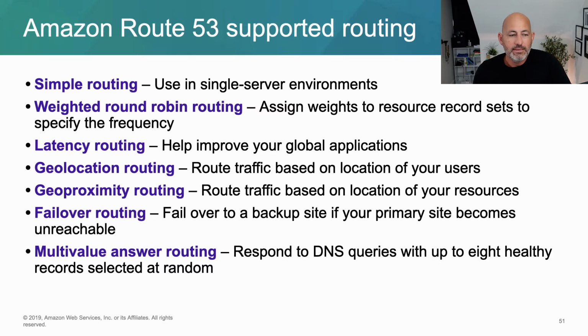There's simple routing, which is round robin. This is for a single resource that provides a function for your domain, like a web server. There's weighted round robin, which is used to route your traffic to multiple resources in the proportions you specify. You could do A/B testing with this, for example, where 75% of the traffic goes to one set of machines and 25% goes to another, if you're testing out some kind of a feature.